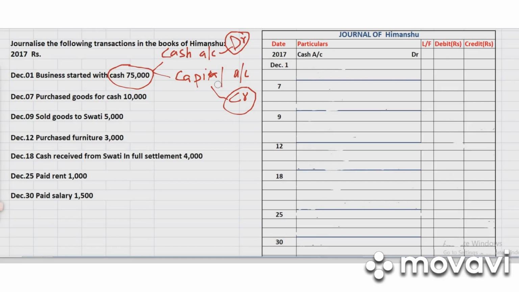Now, what is credited? The account which is debited will be written first. Then below that account we write the credit entry, or the account which is credited. Here it is capital account, so that will be written in this way. You leave a little bit of space and you write 'To capital account'. So cash account debtor means cash account is debited. To capital account means capital account is credited.